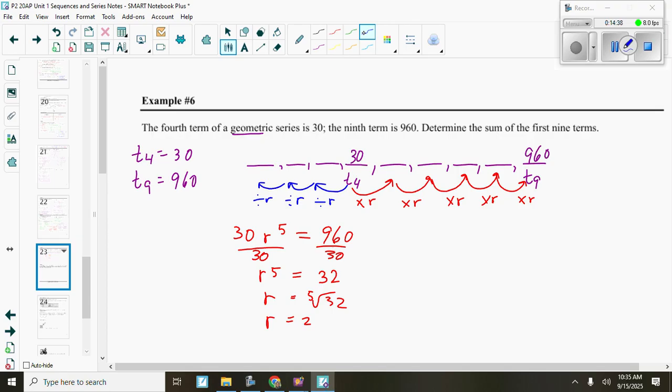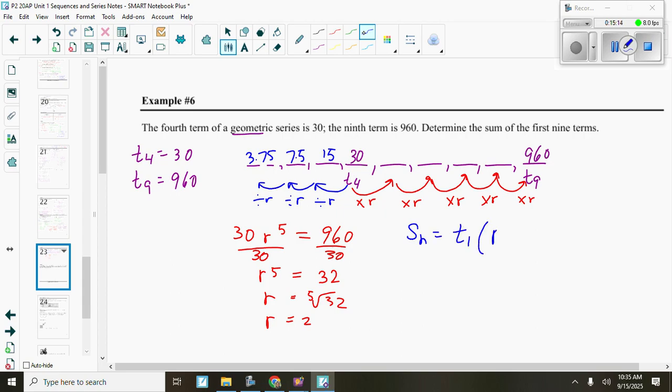Okay, so if I know R is 2, from 30, I can go 15, I can go 7.5, and then 3.75. So you could find term 1 that way. Don't forget to use your problem solving and your logic. And then once I have term 1, you're welcome to use whichever formula you like.